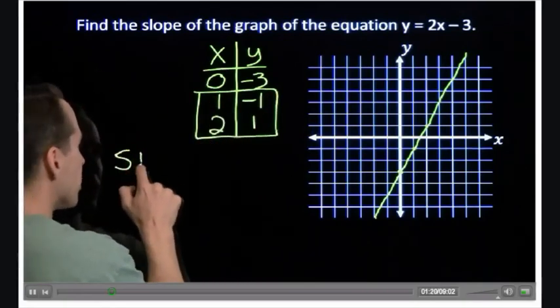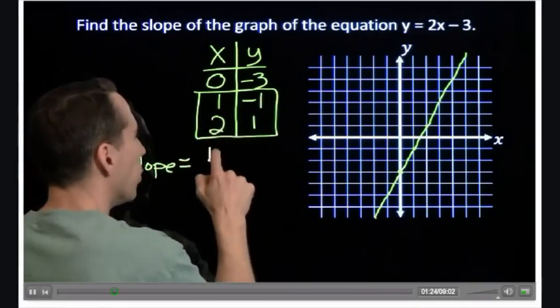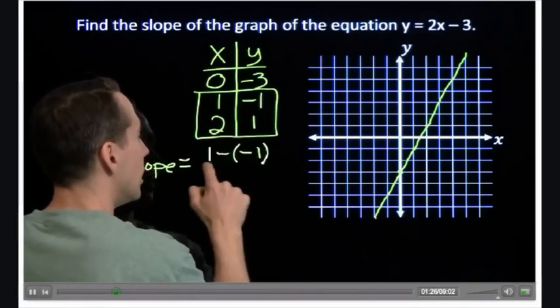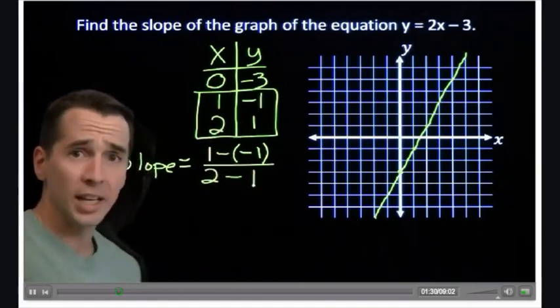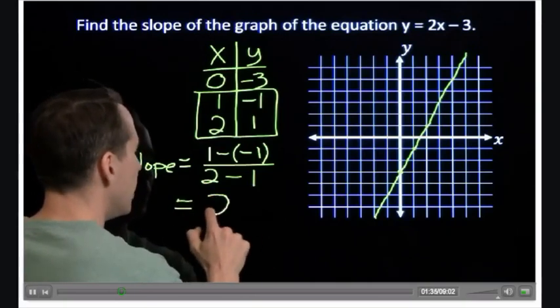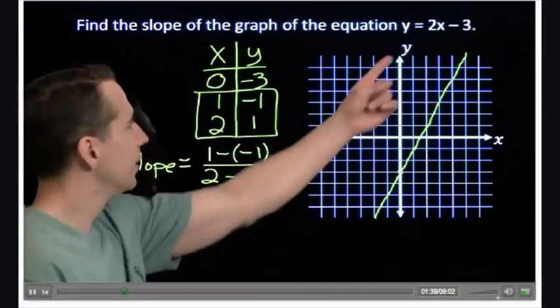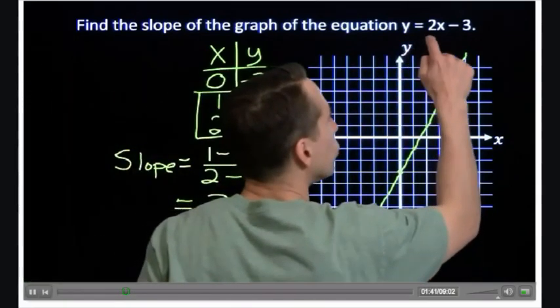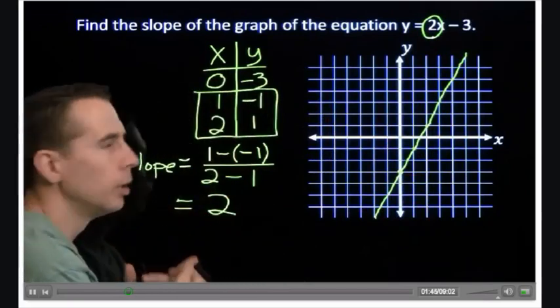We know how to find the slope of a line through 2 points. We take the difference in the y coordinates, divide by the difference in the x coordinates. 1 minus a negative 1 is 2. 2 minus 1 is 1. 2 divided by 1 is 2. Hey, wait a second. Look at that. There's a 2 right here. And the slope came out to be 2.